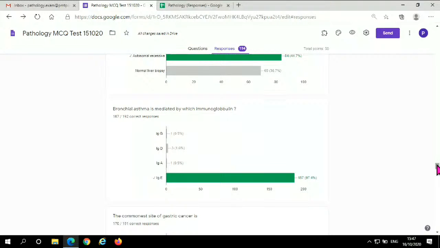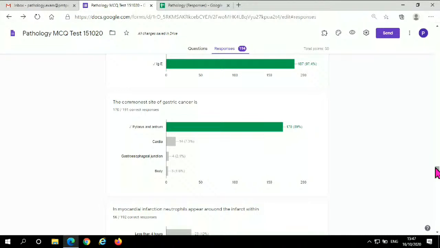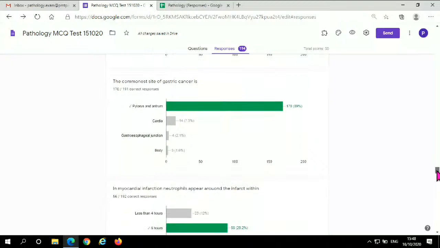Bronchial asthma is mediated by immunoglobulin. Almost all of you know that it is IgE. Good. The commonest site of gastric cancer is: pylorus and antrum, cardia, gastroesophageal junction, or body. Most of you know that it is pylorus and antrum.